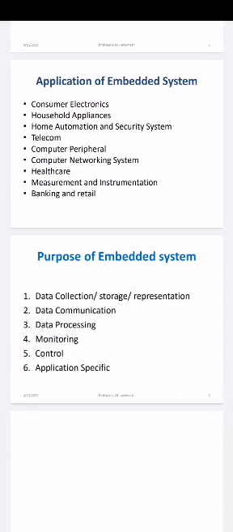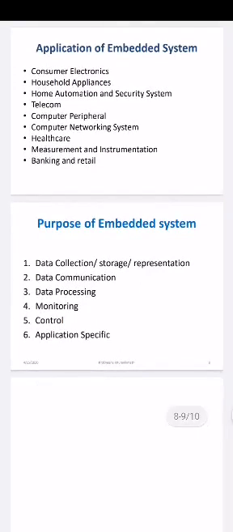In home automation and security systems, we have intruder detection alarms, air conditioners and automatic navigation. In telecom, we have telephone switches and cellular telephones. In computer peripherals, we have printers, scanners and fax machines, and in computer networking systems, we have network routers, switches, hubs and firewalls.